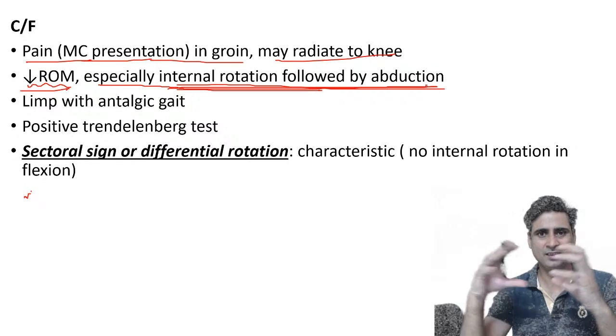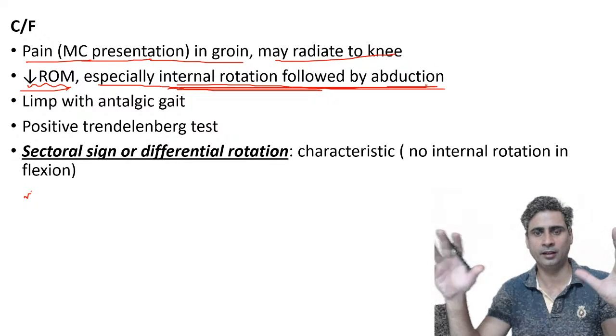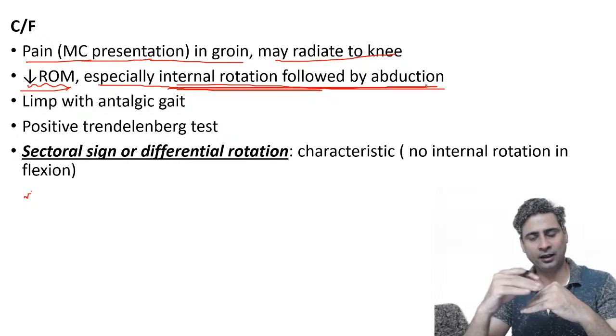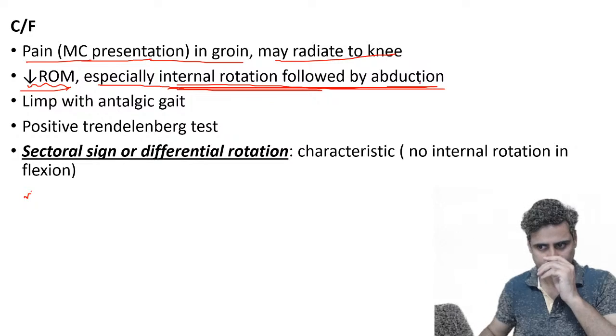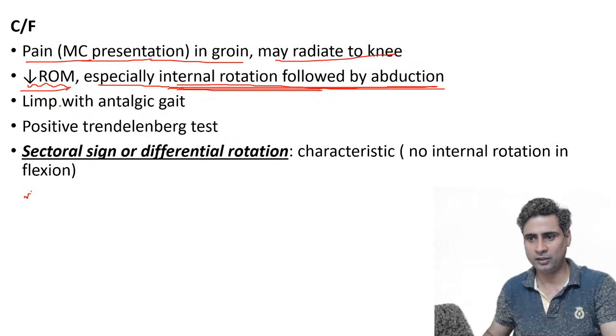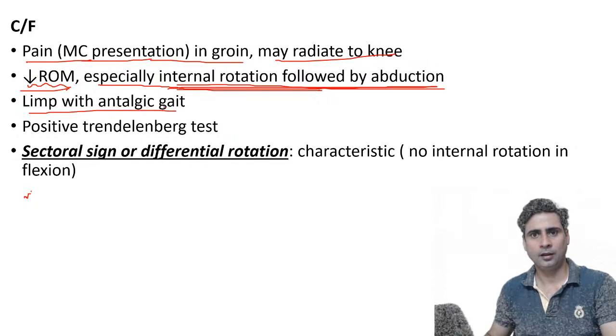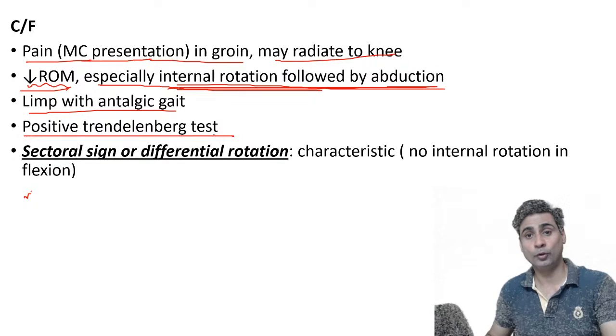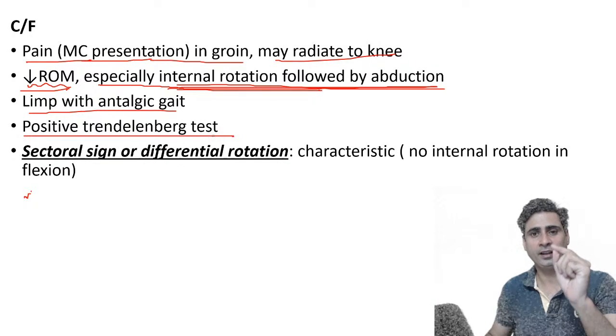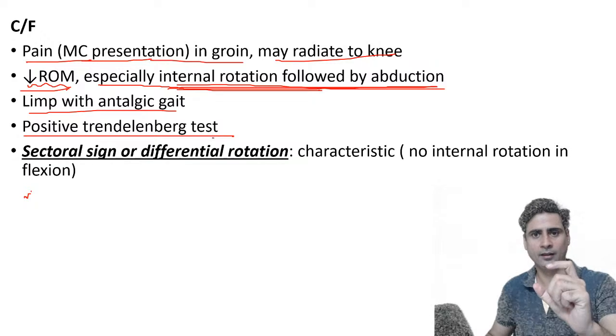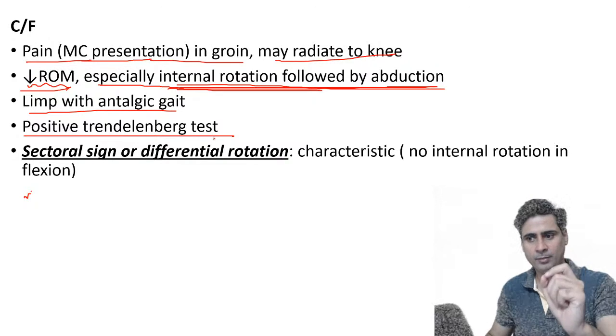Later on, once there is destruction of the head, all movements will be restricted, but in the initial stage it is internal rotation and abduction. As there is pain, the patient will be walking with an antalgic gait, that is, favoring the painful limb, and the Trendelenburg test will be positive as there is a defect in the lever arm, the head is destroyed. So the Trendelenburg test will be positive.